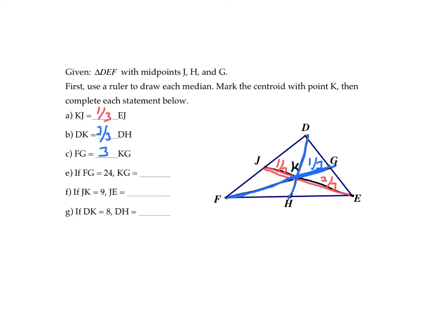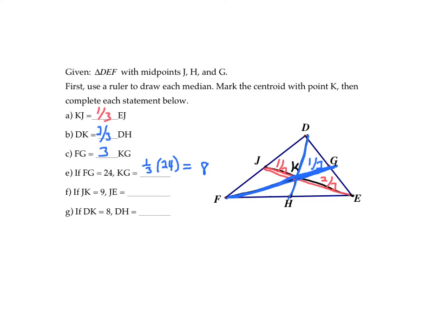In part E, it says if FG is equal to 24, that's again the whole line segment from F to G, then KG is going to be 1/3 of that. So KG equals 1/3 of 24. So just divide 24 by 3, and we end up with 8.